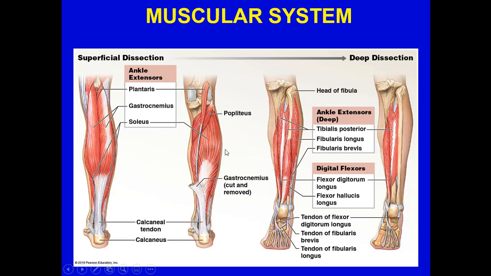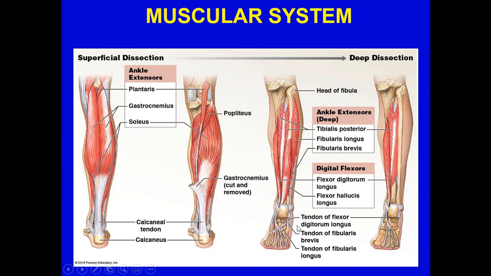Now, if we go further in our dissection, so that we are able to basically do the extension and flexion, the ankle extensors are going to be the tibialis posterior here, and here, and here. The fibularis longus, which is here, the fibularis brevis is this tiny guy over here, and then we have the digital flexors, which is this, the flexor digitorum longus. The flexor hallucis longus has got to be right over here.